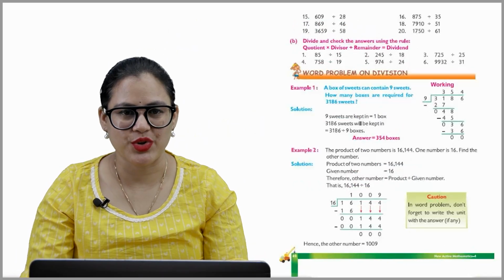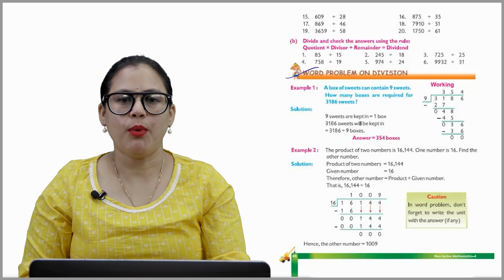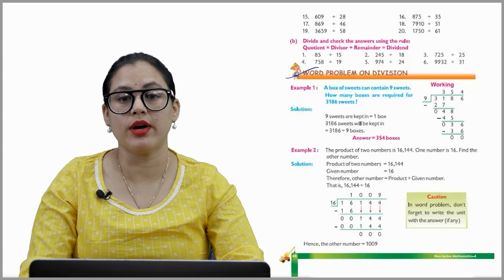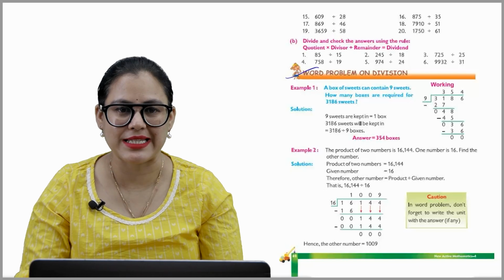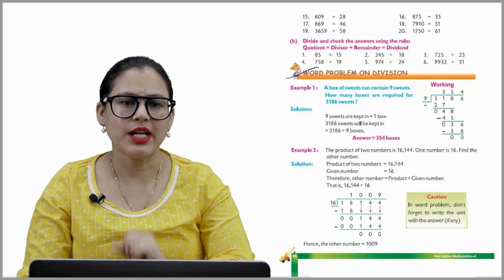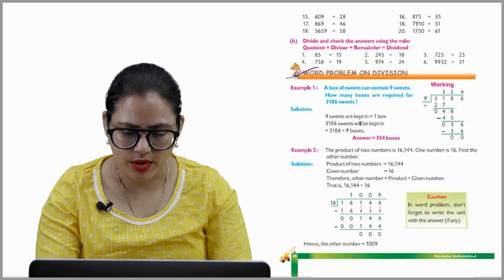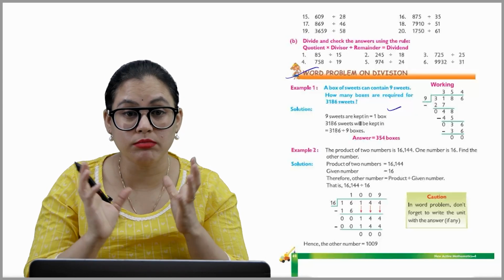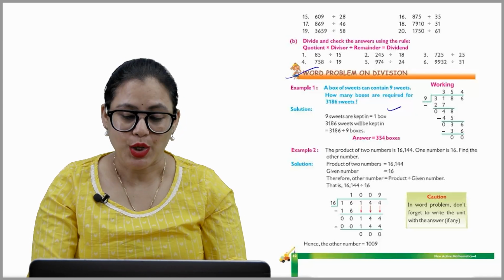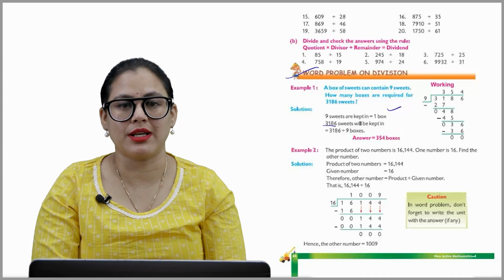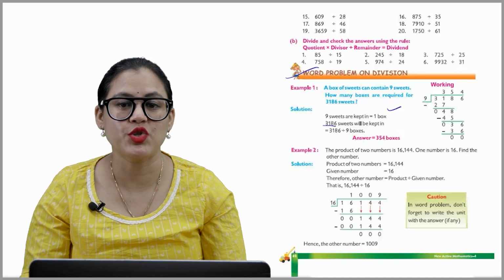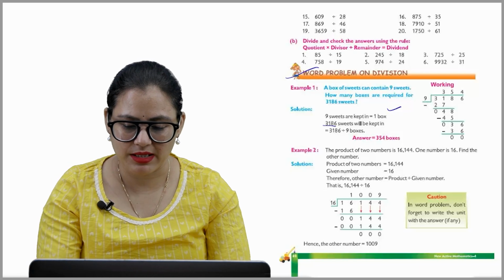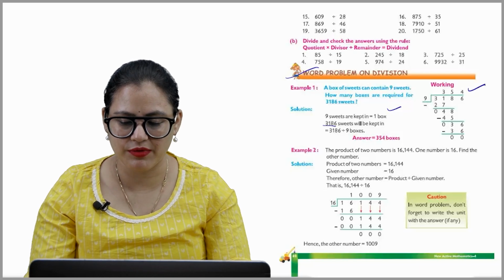Word problems on division. Example 1. A box of sweets can contain 9 sweets. How many boxes are required for 3186 sweets? See, 9 sweets are kept in one box, so how will we know how many boxes are required to keep these sweets, that is 3186? We will just divide. We'll divide this number by 9 and the answer is 354.